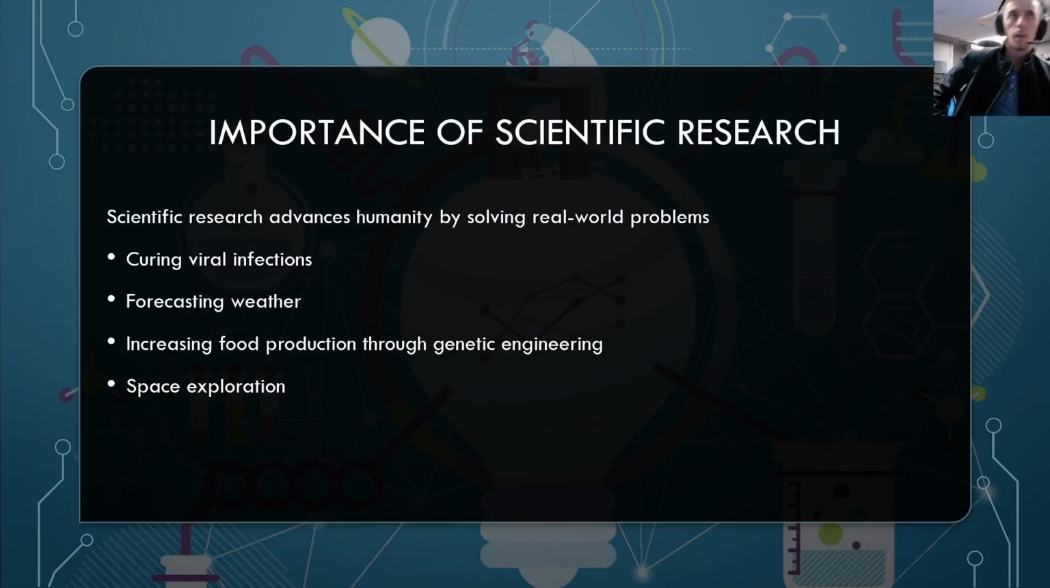Alright, so the importance of scientific research. Scientific research advances humanity. In every corner of our life, we see how scientific research is impacting us. It solves real world problems, from coming up with a vaccine for the COVID-19 virus, to forecasting weather, to increasing food production through genetic engineering.